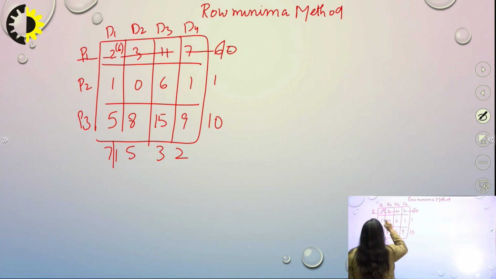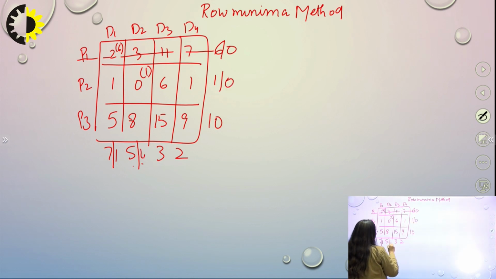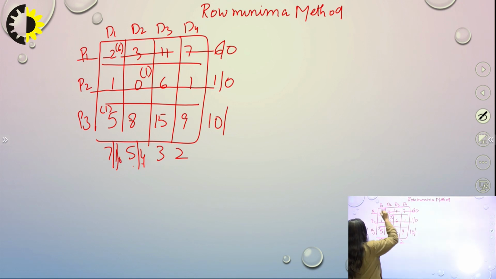Now second one, which is the minimum number over here, it is 0. So we will allocate 1. 1 is the supply and 5 is the demand in this whole cell. So this comes out to be 0 and there is 4. So we will cancel this whole row. Now we will come to the third row. Here the minimum number is 5. Here 10 is the supply and 1 is the demand. We will allocate 1 to 5. Here it comes out to be 9 and here it comes 0. So we will cancel this column.